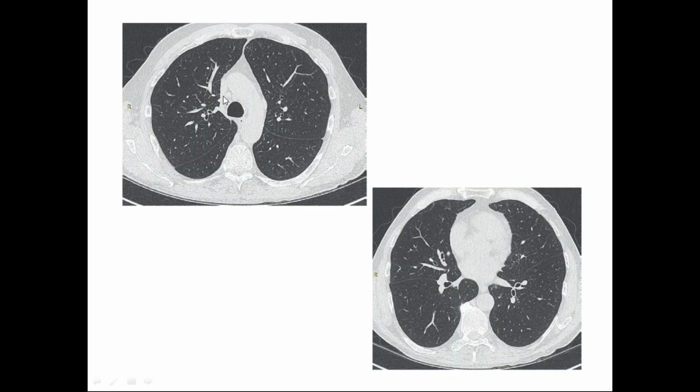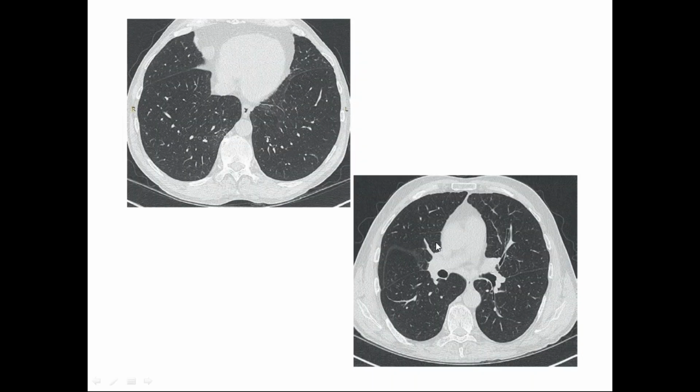These are the CT axial sections. This image is above the level of hilum, and this is below the level of hilum. These are the oblique fissures of the right lung and the left lung. These are also CT axial sections. This is at the level of base of heart, and this is at the level of hilum. These are the oblique fissures on both sides.